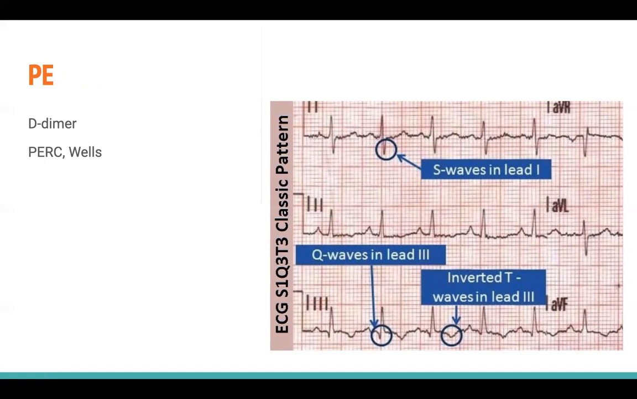So if there's no criteria present, the criteria involved are the heart rate being more than 100, age being more than 50, SATs being less than 95%, and any cancer being present. If none of the criteria are present, then the pretest probability is about 15%.